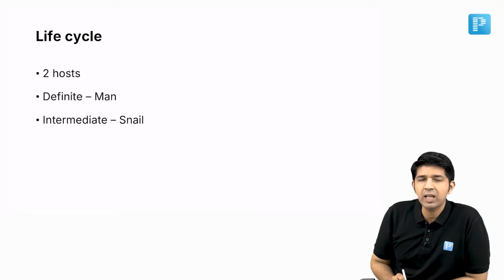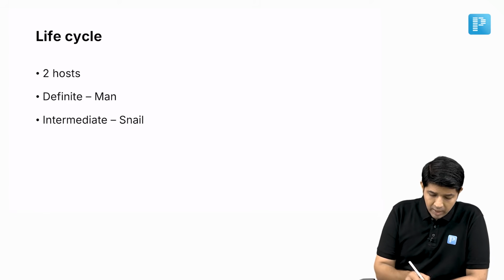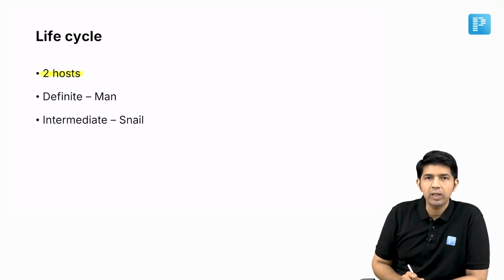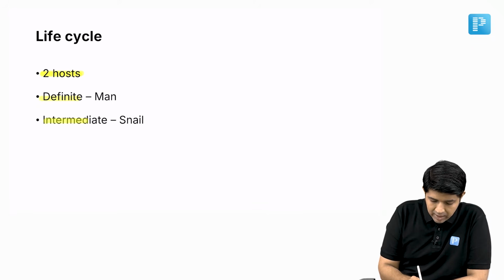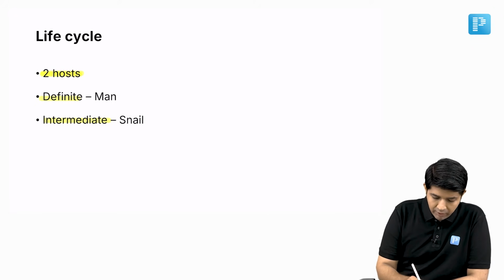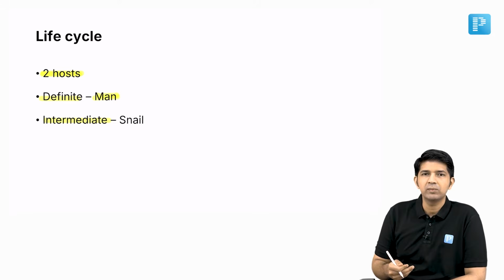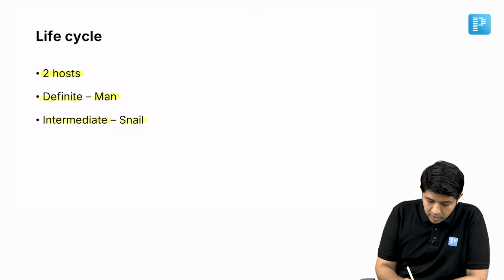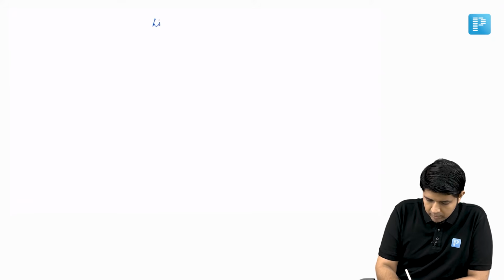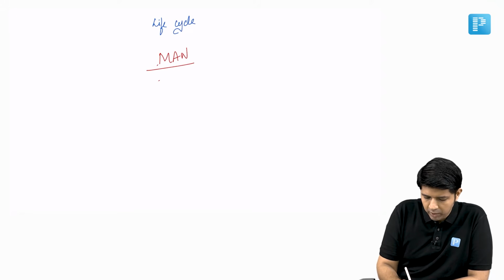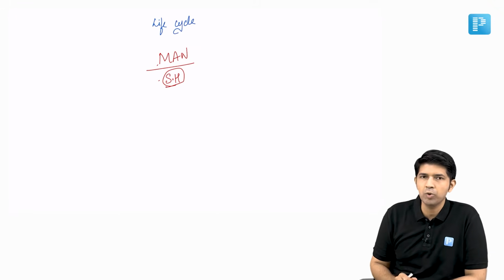Now coming to the life cycle of this Schistosoma haematobium, it can have 2 hosts. Okay. So there is a definitive host and there is an intermediate host. Now the definitive host is the man. Whereas the intermediate host is the snail. Now let's look at the life cycle. Let's assume that the man or the definitive host is already kind of infected with this Schistosoma haematobium.